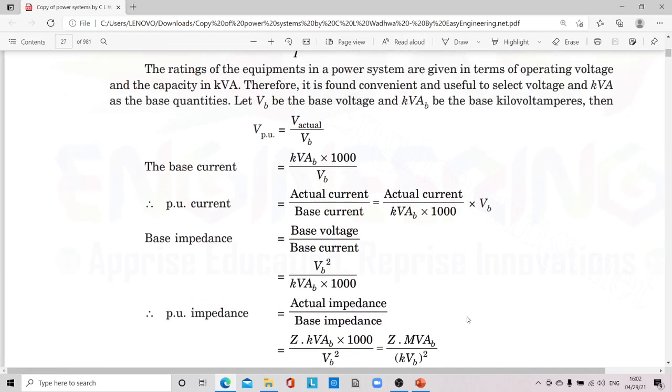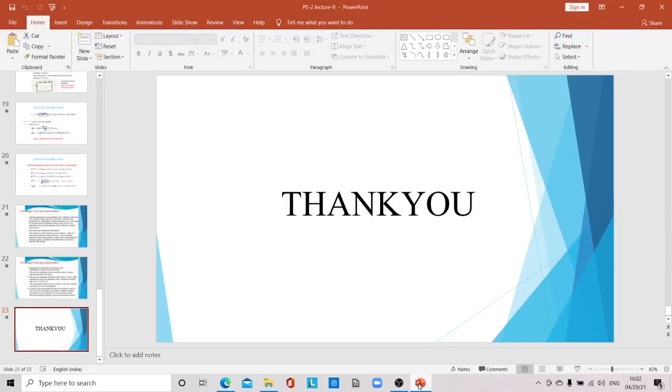All of you make note of all these calculation formulas, everything. I hope this is clear to everyone. Per unit system for single phase as well as three phase system we have seen, and we have seen numericals. All of you should practice the numericals in your books.